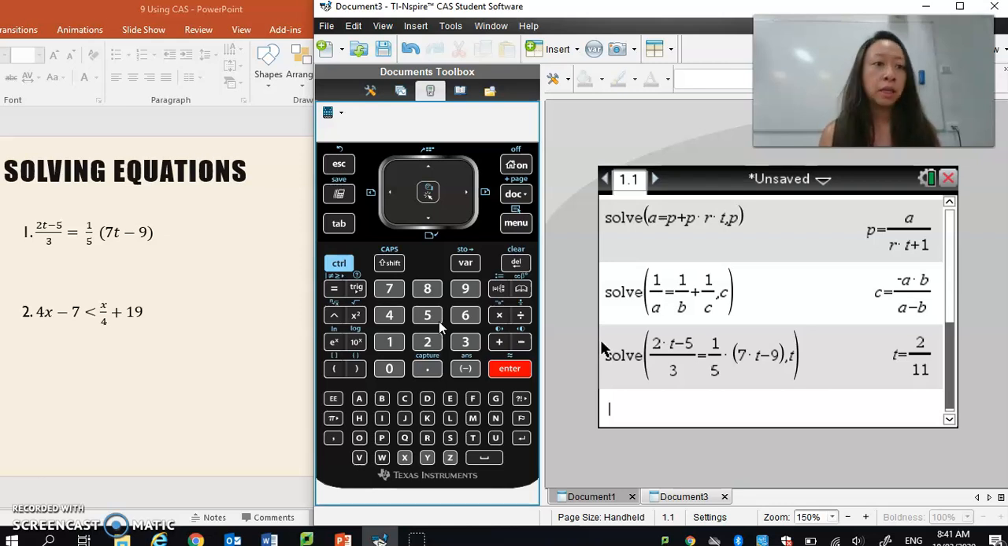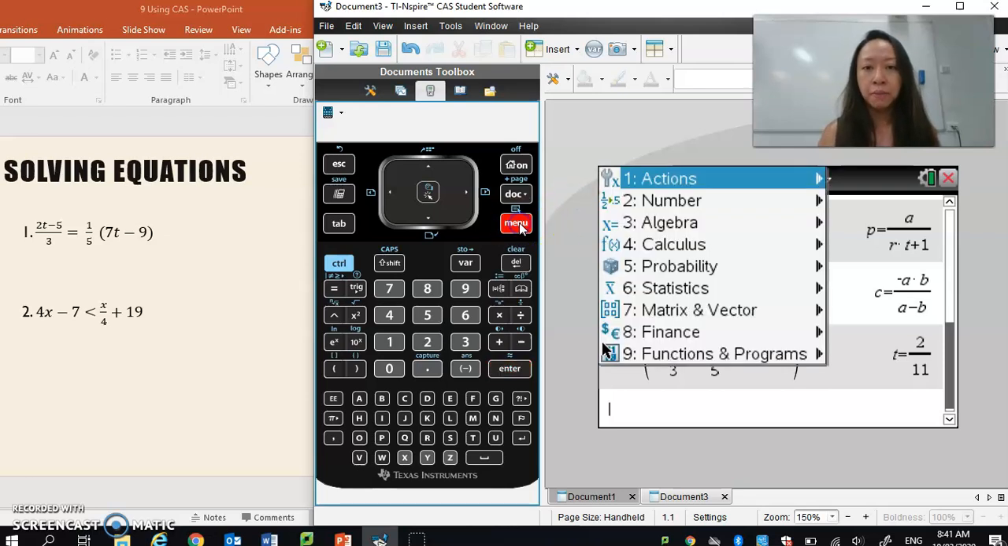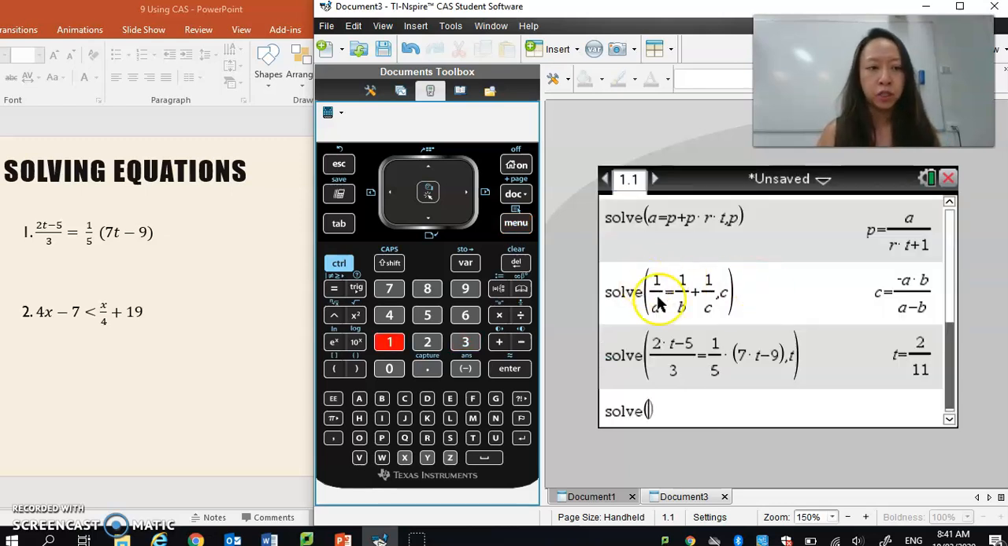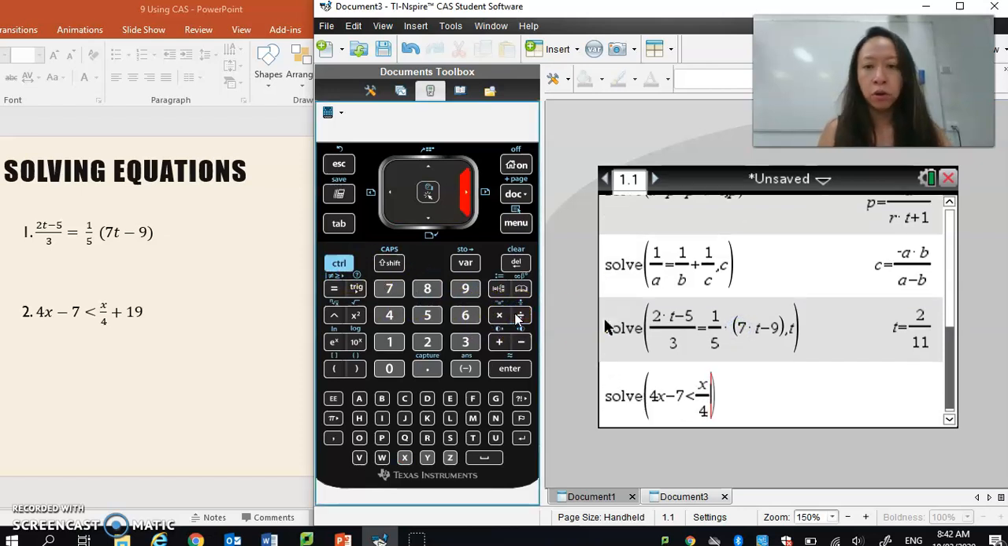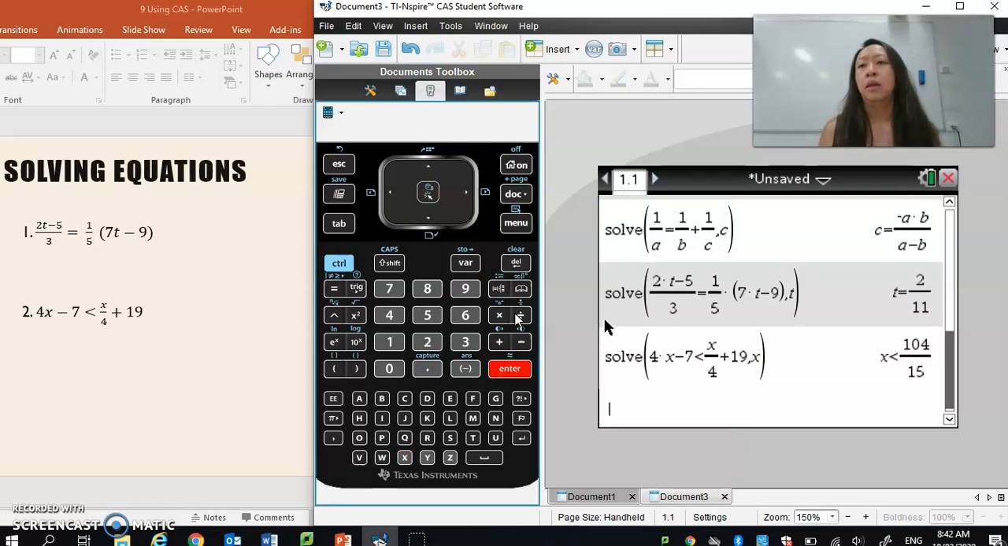Can CAS be used to solve inequalities? Yes, it can too. It's the same thing. We just go to algebra and solve. It's the same function. Now this is 4x take 7 is smaller than. In order to access smaller than, it's this button over here. x over 4 plus 19. We are solving for x, so I will put comma x. So inequalities can also be solved using the CAS.